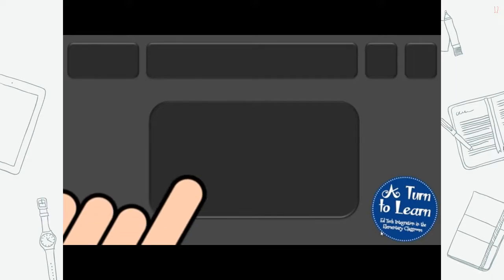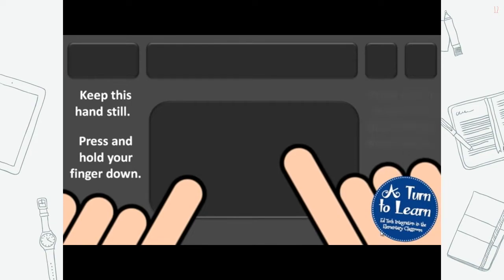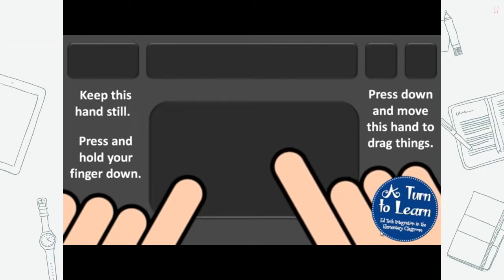So basically what I do is I take one finger from my left hand, and I keep this hand still, and I press and hold my finger down. Now this finger is not going to move. On my other hand, I'm going to take my finger and press this finger down and move only this hand to drag things around.